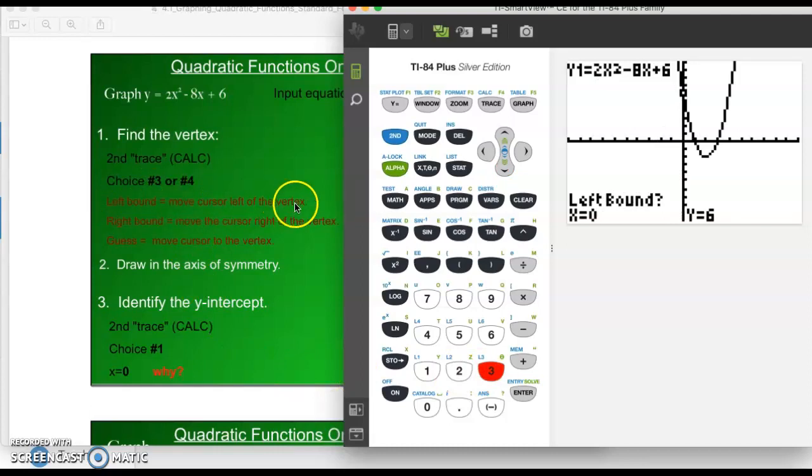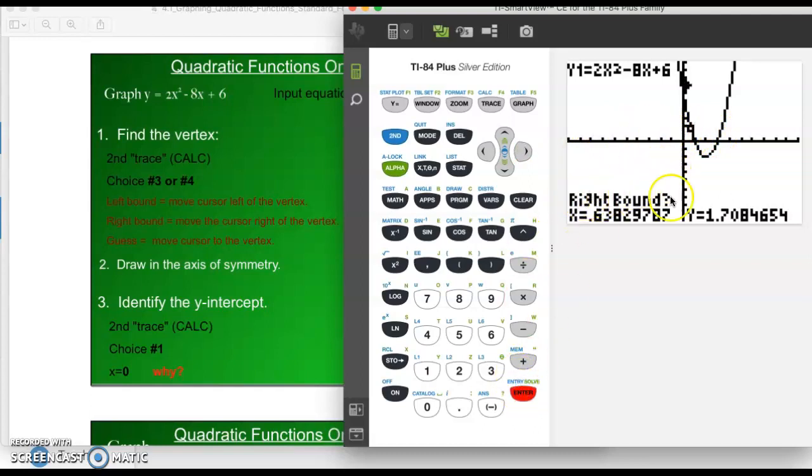And now this is that step, left bound. Move the cursor to the left of the vertex. So it's asking me left bound. So think about, here's the vertex, there's my cursor. I want to move my cursor. All right, so look at that, the cursor is to the left of the vertex. It's on this side of the vertex, so I'm going to hit enter.